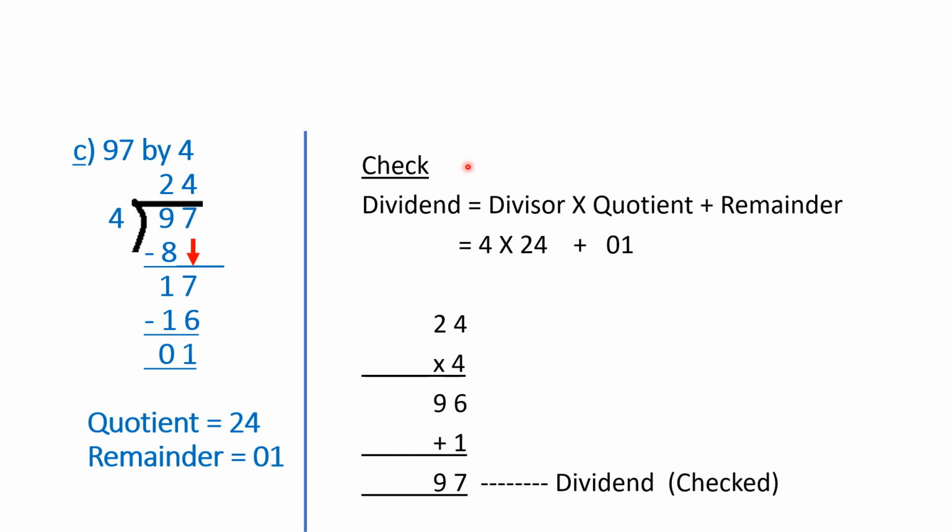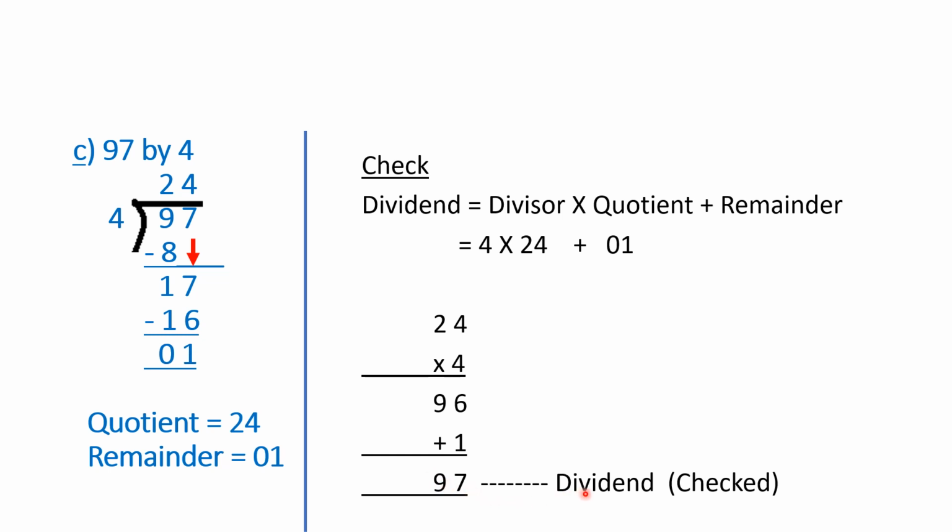Now it's checking time, children. Yes, you write here the formula: dividend equals divisor into quotient plus remainder. Which is the divisor? This 4, and the quotient is 24. So 4 into 24 plus the remainder, which is 1. So you write here 1. Now you multiply this 24 and 4. You are getting here 96. And this one you add, so you are getting 97.